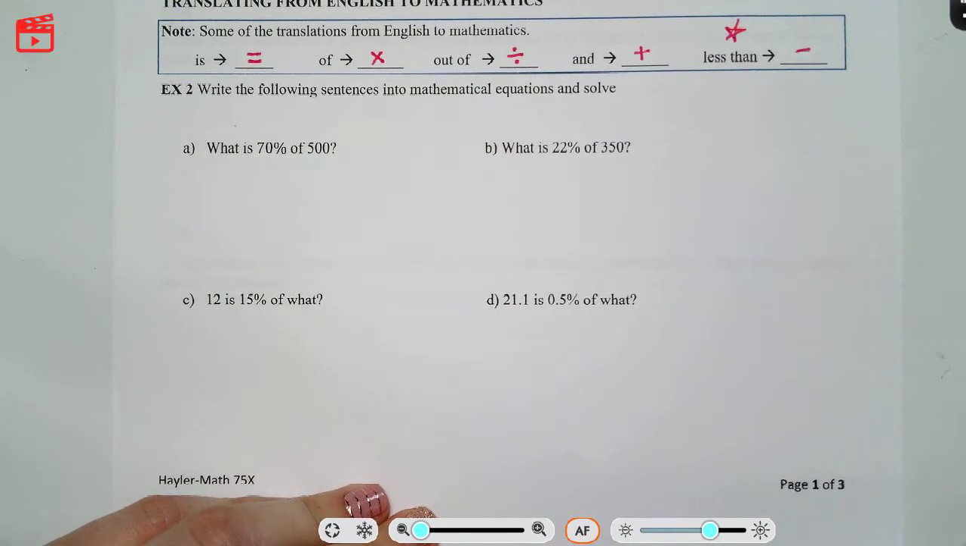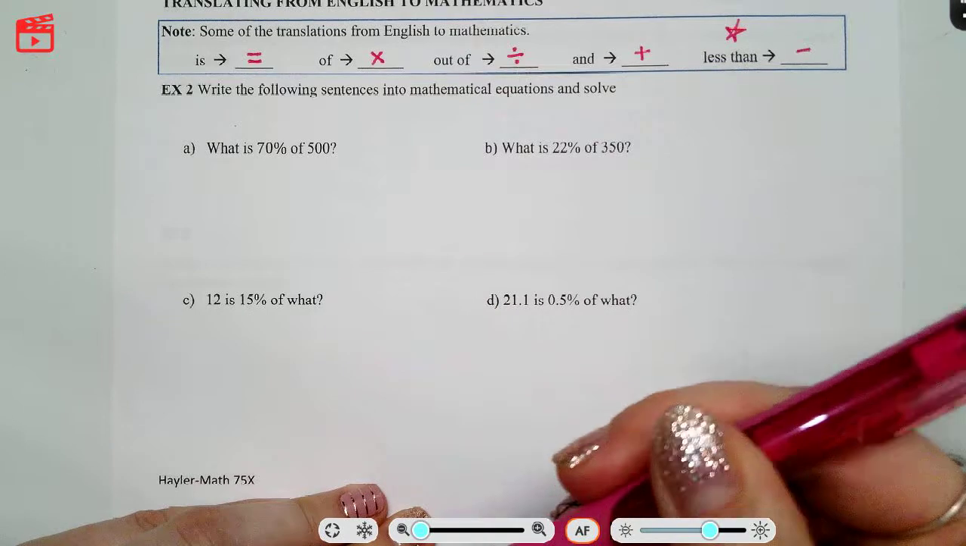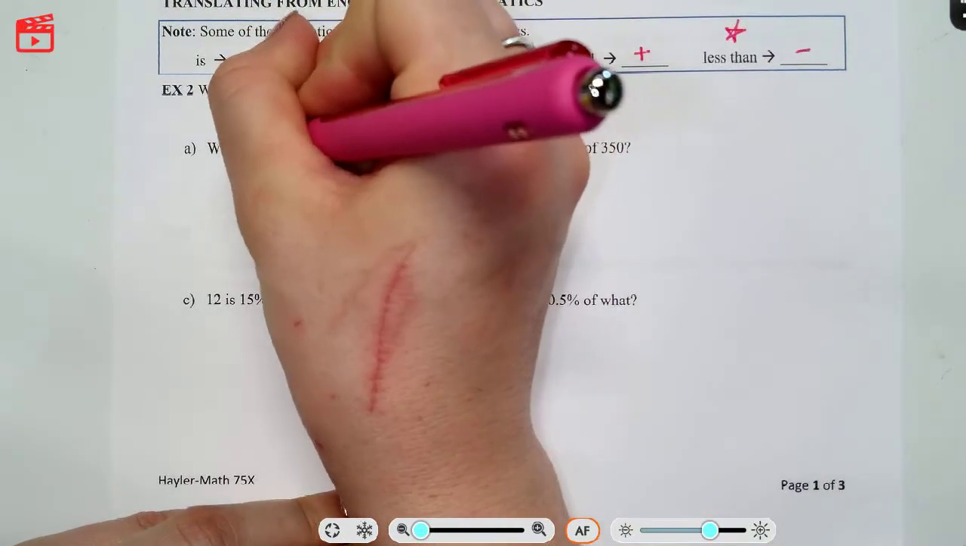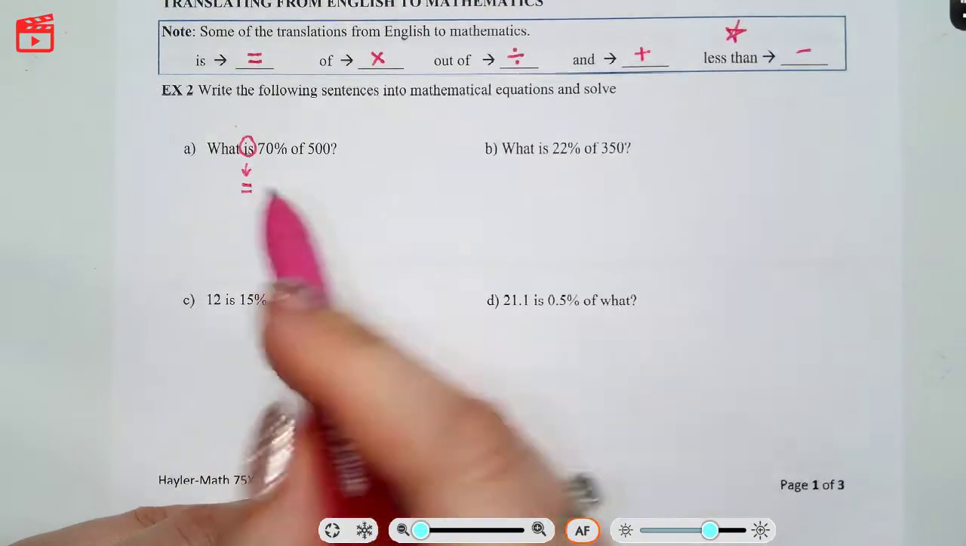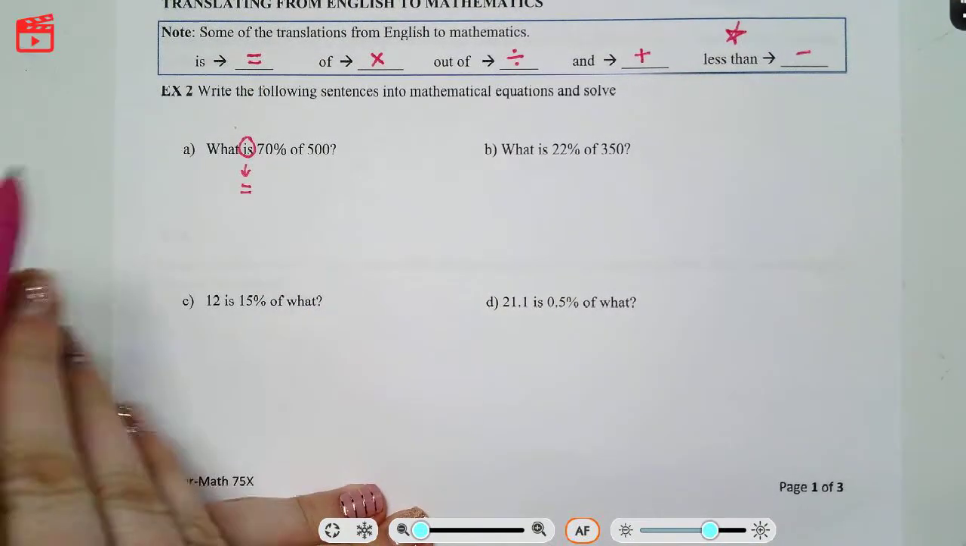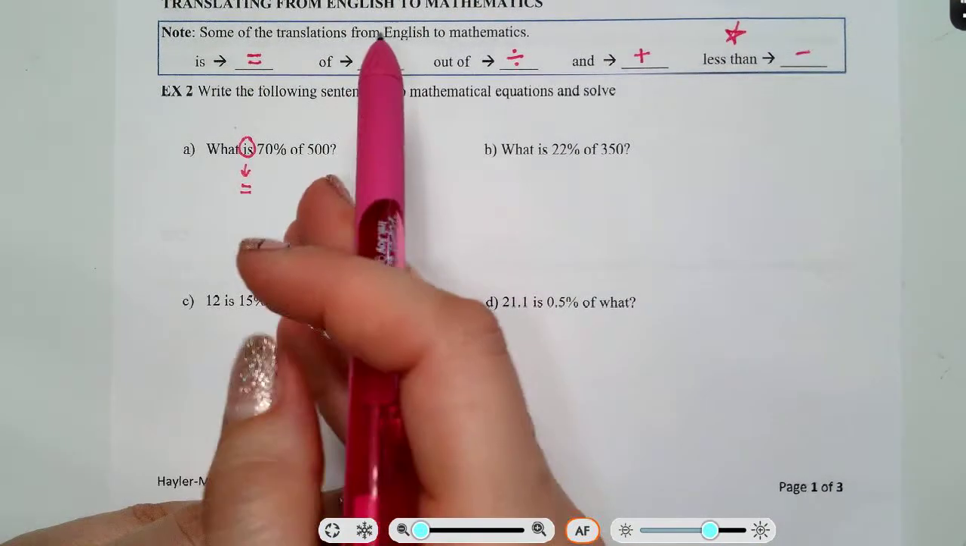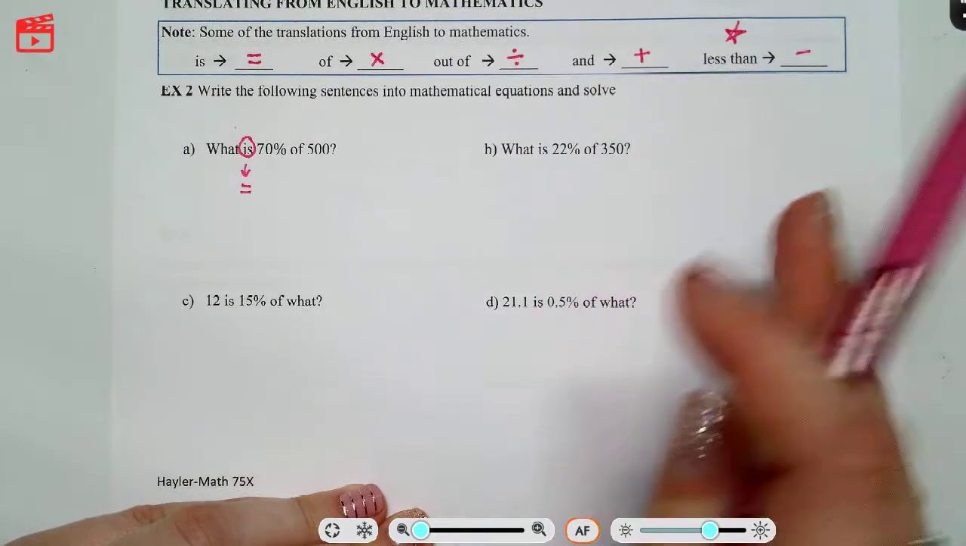So first things first, whenever I'm translating, I like to look for is. Okay, that's my equal sign. Once I find that, I know which side to put all of my symbols. So let's see, where is in A? Aha, go ahead, circle is. That is our equal sign. So once you found your equal sign, anything that's on the left is going to stay on the left, anything on the right is going to stay on the right.